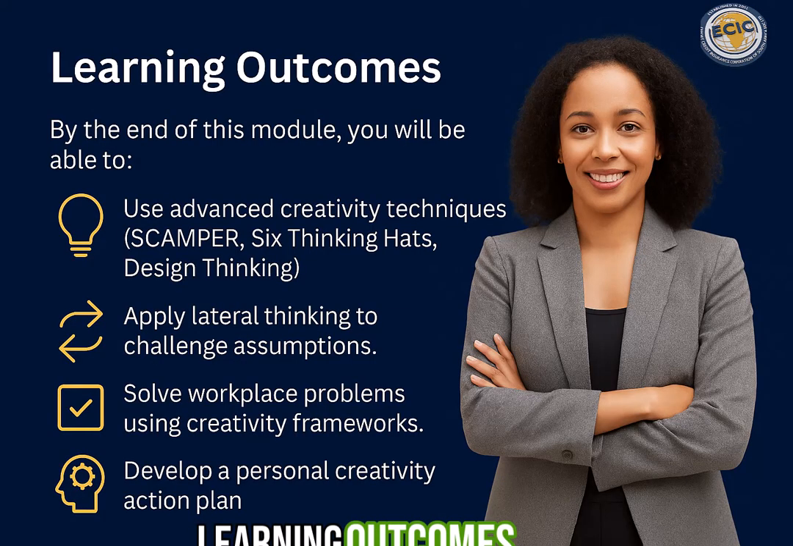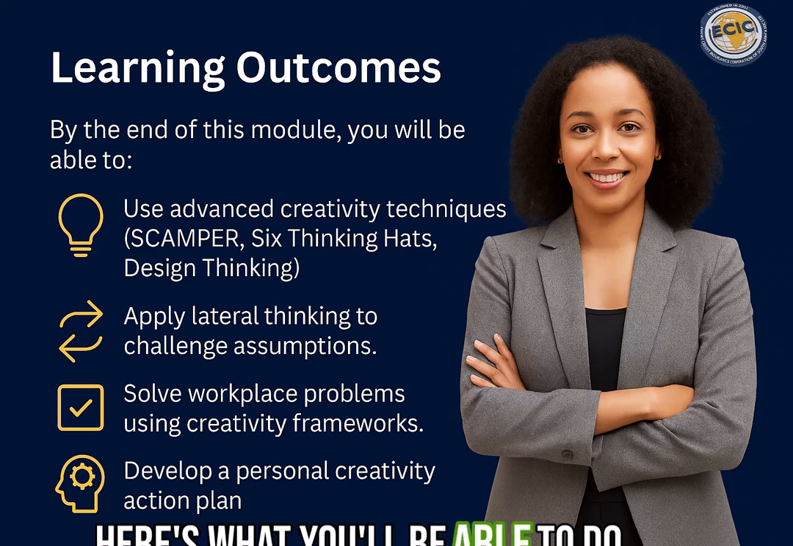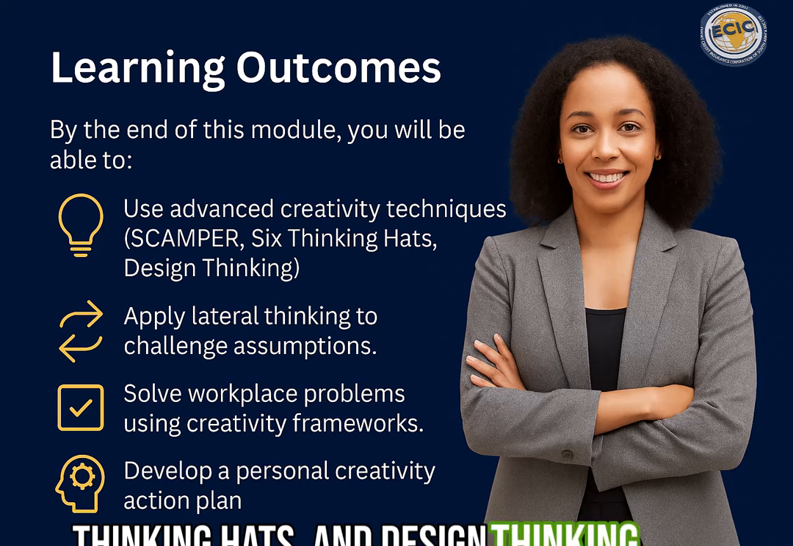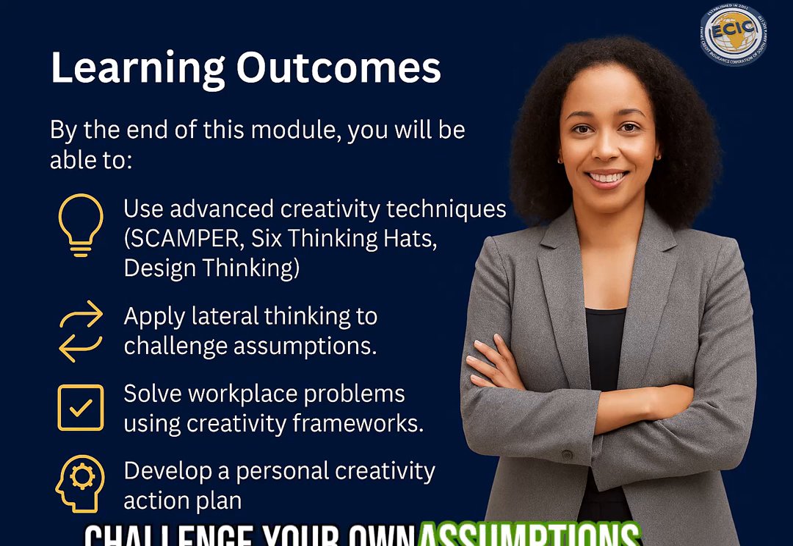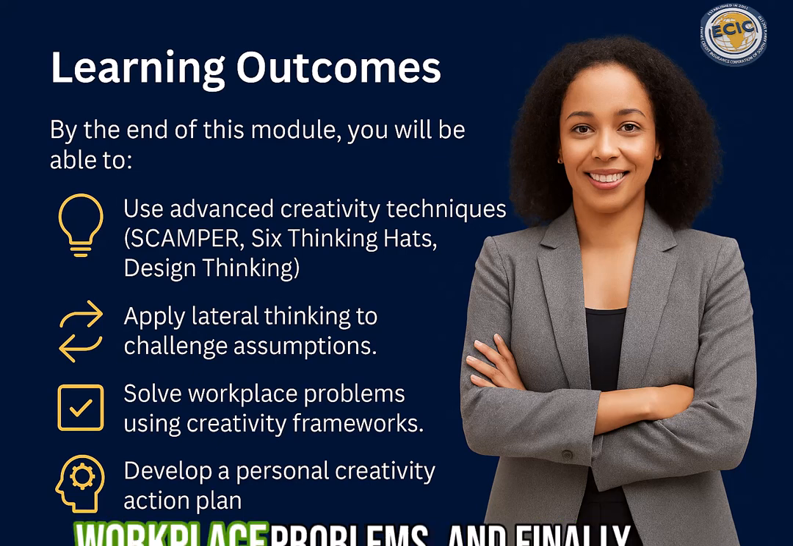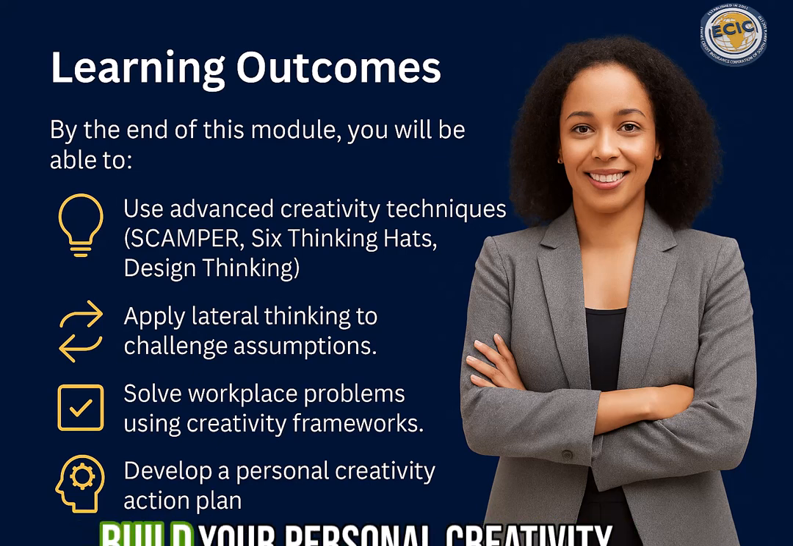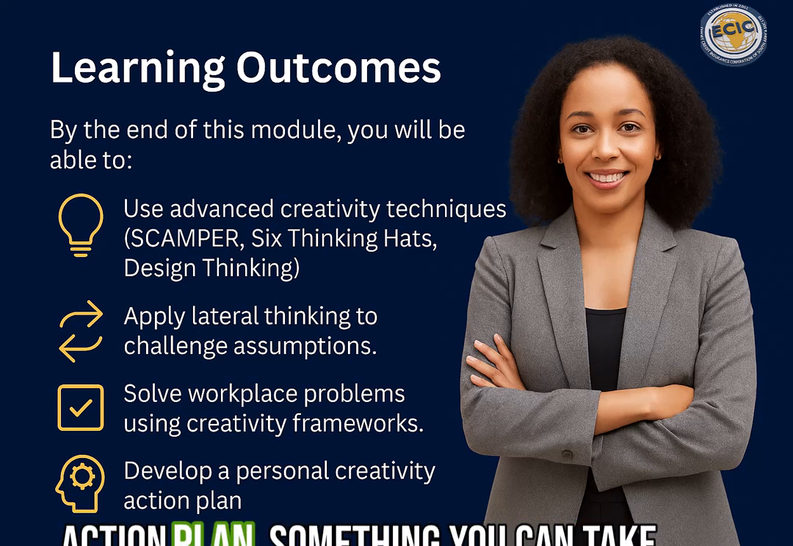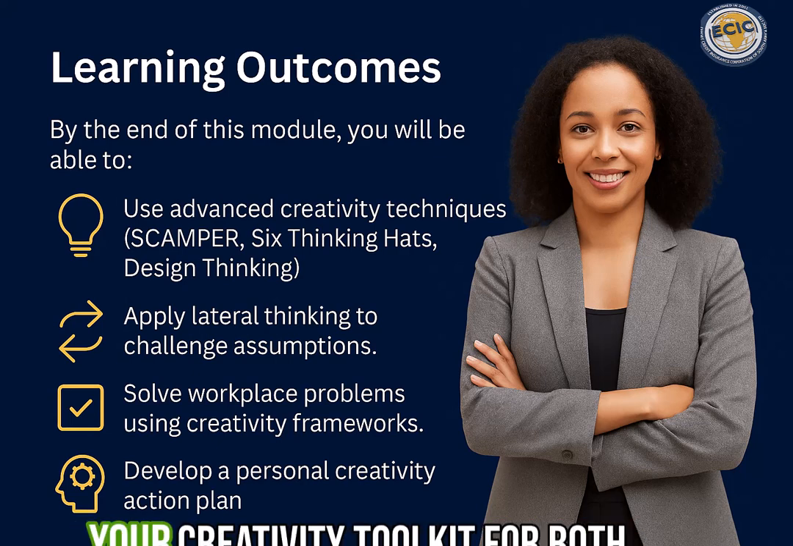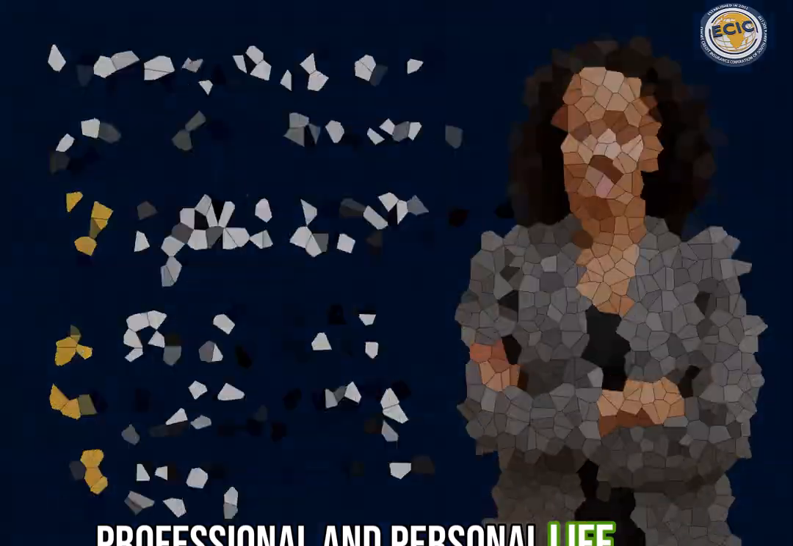Learning outcomes. Here's what you'll be able to do after this module. Use advanced creativity tools like Scamper, 6 Thinking Hats, and Design Thinking. Challenge your own assumptions using lateral thinking. Apply creativity frameworks to real workplace problems. And finally, build your personal creativity action plan, something you can take away and apply immediately. This is your creativity toolkit for both professional and personal life.